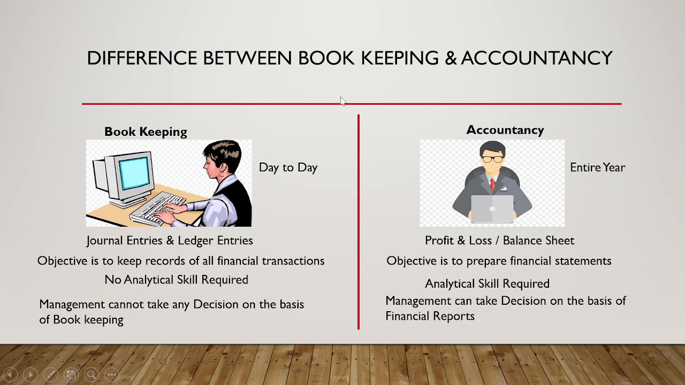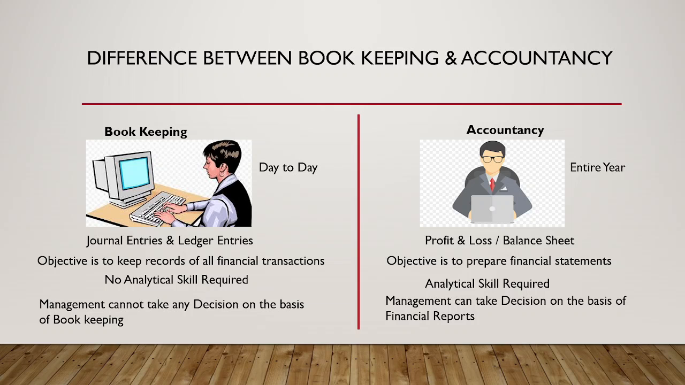Now, what is the difference between bookkeeping and accountancy? As you can see in the picture, bookkeeping is a day-to-day activity, and accountancy is an entire year activity. So accountancy is done once in a year. Bookkeeping is done on a daily basis. Now, the starting point of bookkeeping is journal entries and ledger entries. The starting point for accountancy is also journal entries and ledger entries, but the end point is profit and loss and balance sheet.